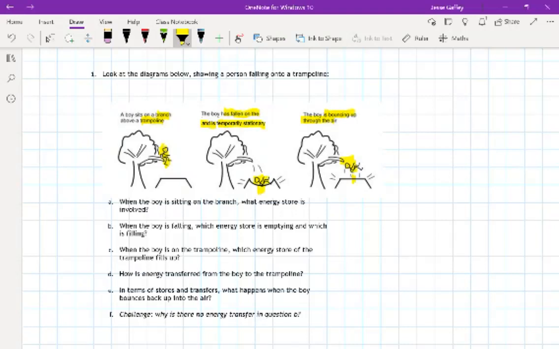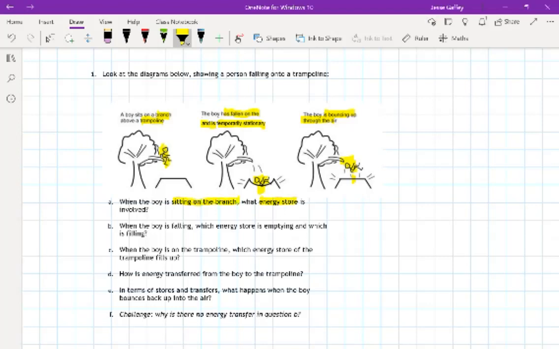Okay, so again, in part A, you're being asked what energy store is involved. So it has to be one of the 5 energy stores, not the transfers. So when the boy is sitting on the branch, he hasn't moved, he hasn't jumped. What energy store is involved? Well, he's up high, so we say he's got energy in his gravitational store.